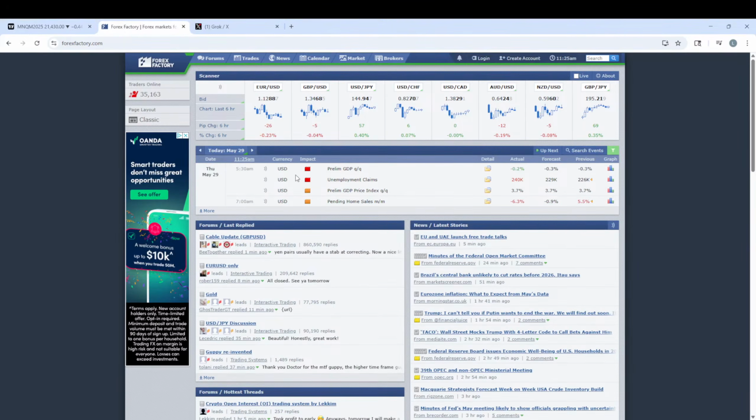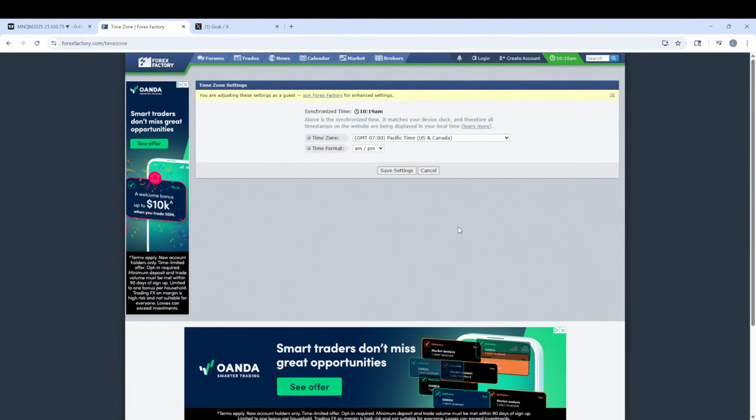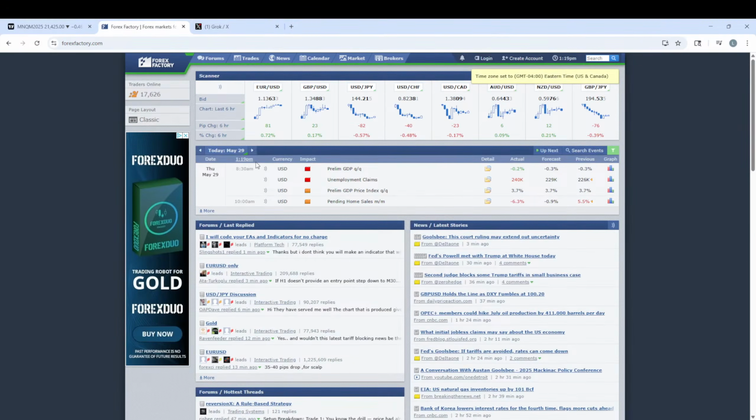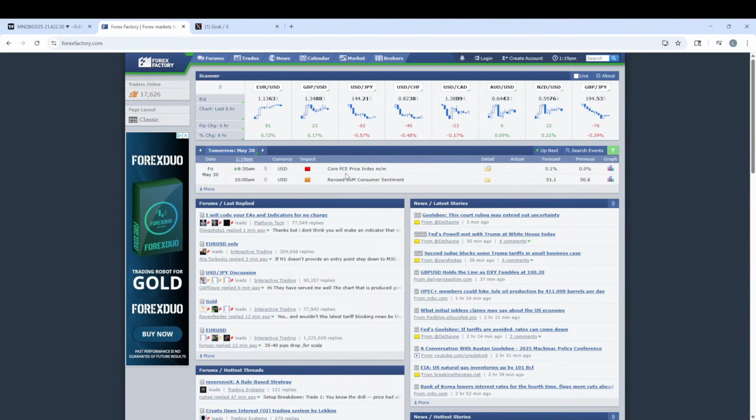Let's see what we have for tomorrow. The news came out at 5:30 in the morning, California time. Let me change this to New York. Okay, so you see 8:30 in New York time. And then tomorrow we have core PCE price index at 8:30, so 5 o'clock. Tomorrow should be somewhat similar for trading, so you should be able to find some type of setups.